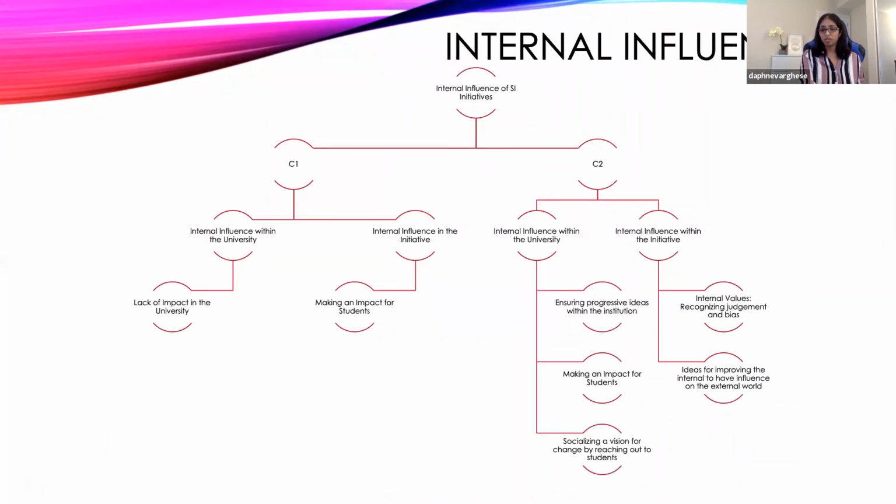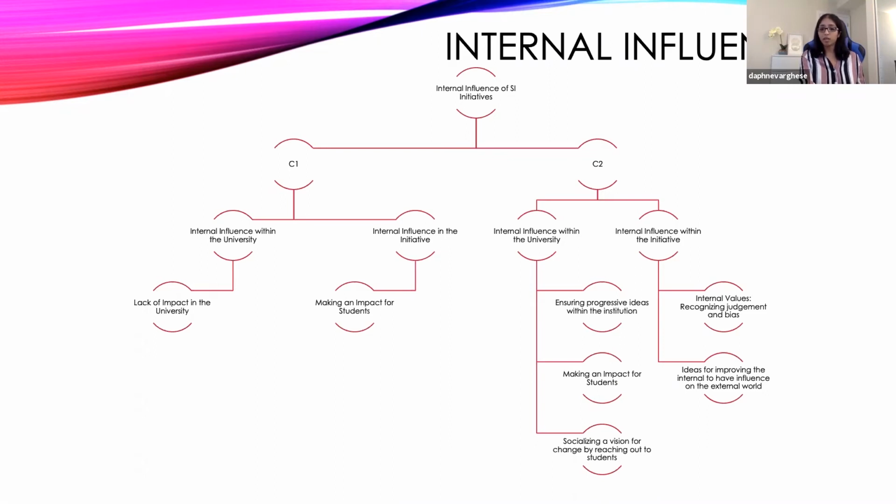Internal influence refers to the ways that the initiative works to have a social impact on the university. Creating internal influence within the university for C1 and C2 is discussed in terms of doing it for the institution as well as within the initiative. In terms of internal influence within the university for C1, there was generally a lack of impact in terms of making change in the institution.